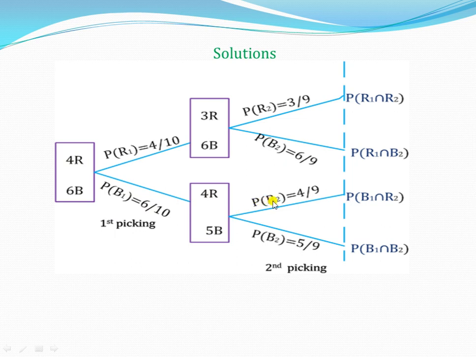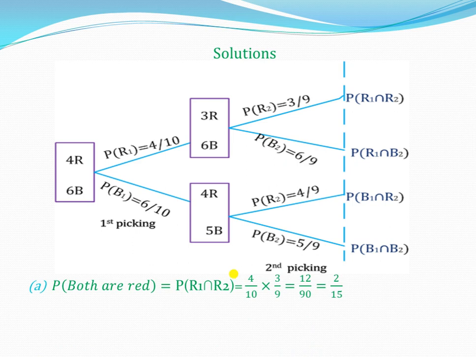Then again, to pick a red, because we are in the second picking, probability of red 2 will be 4 out of the total, which is 9. And this probability will be 5 out of the total, which is also 9. So that gives us our probability tree diagram. Now let's try to answer the questions.